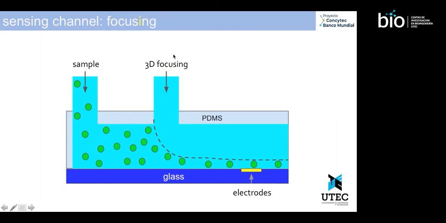This one is the three-dimensional focusing, but we also have to do the same focusing from the side to make sure that the particles, or the cells, go into the center of the electrodes. We want to create a train or a line of cells or particles.